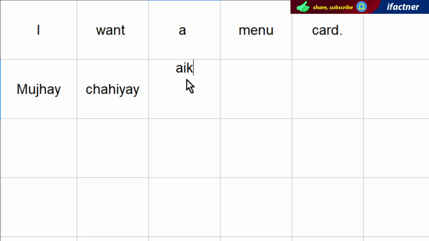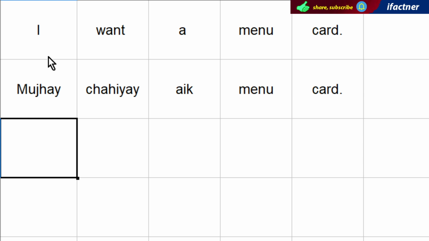A is एक, menu is menu, card is card. So if you want to literally translate I, मैं, want is चाहता हूँ, but usually we say चाहिए. मुझे एक menu card चाहिए. Now let's see how do we type it in Urdu.